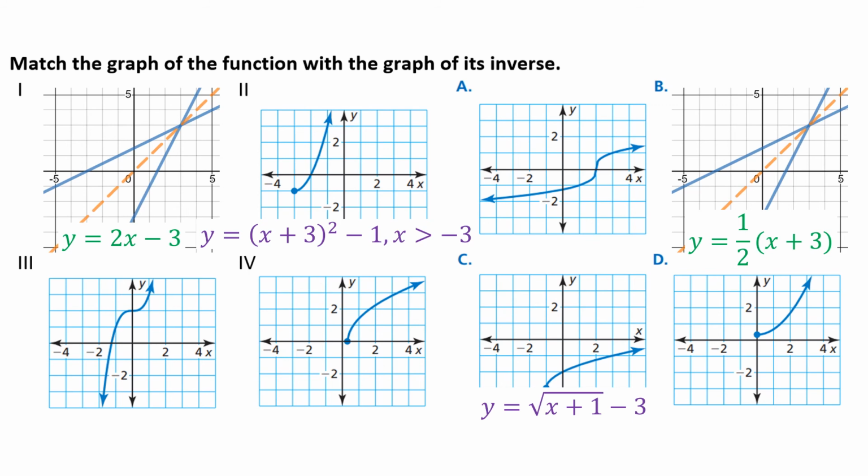And so instead of squaring, we're going to take the square root. Instead of shifting 1 unit down, we're going to shift 1 unit to the left. Instead of shifting 3 units to the left, we're going to shift 3 units down. Everything about x and y switch places.